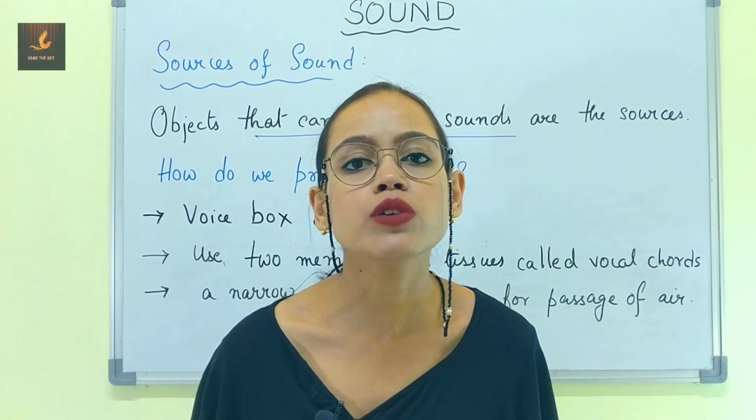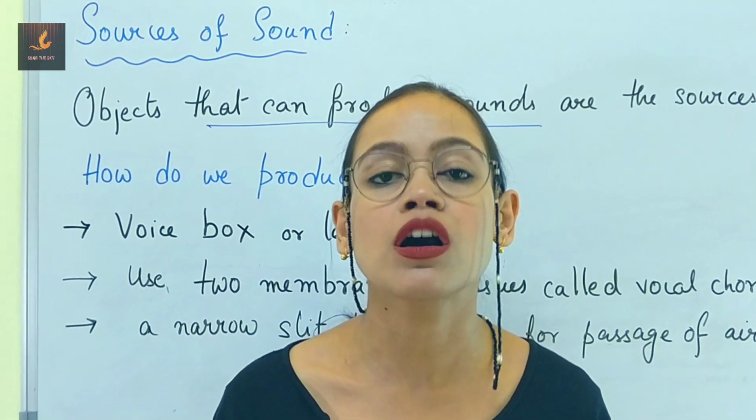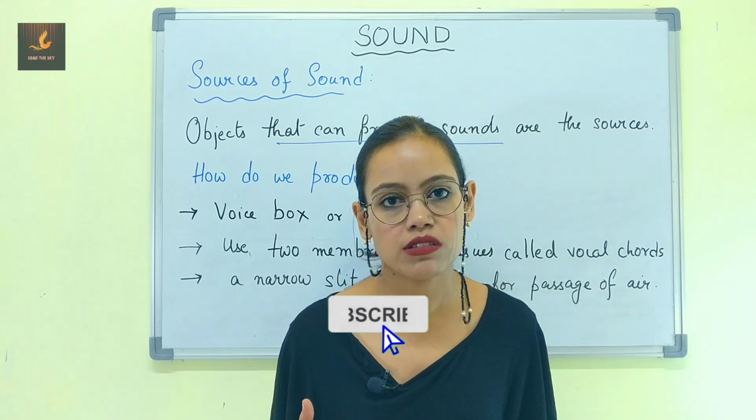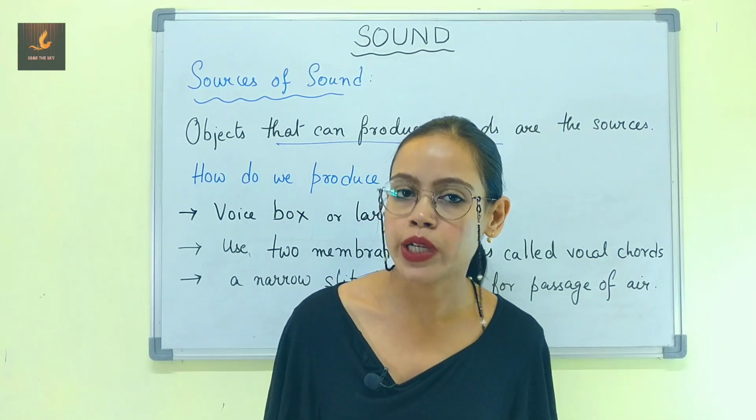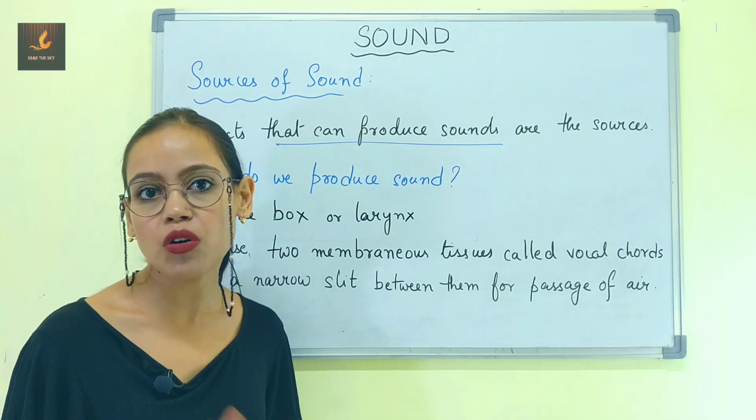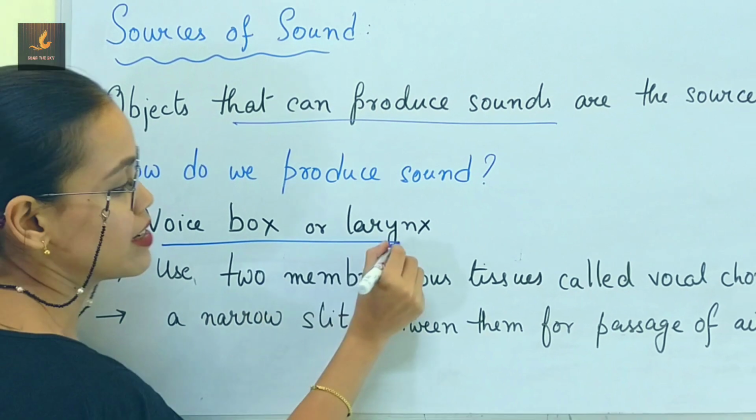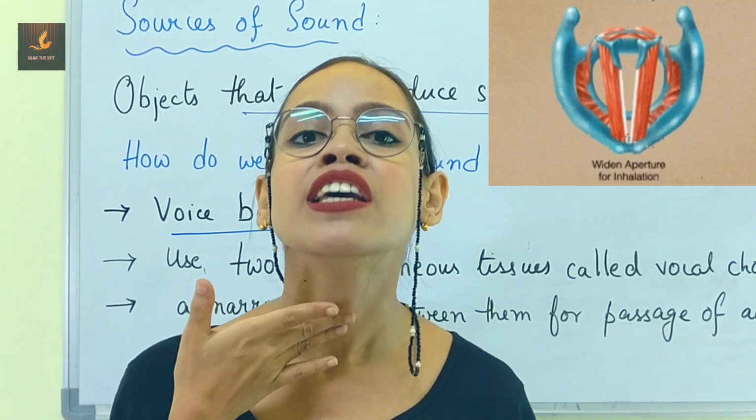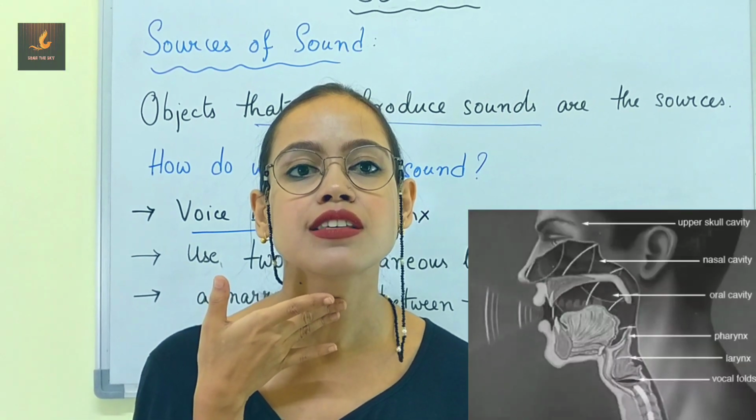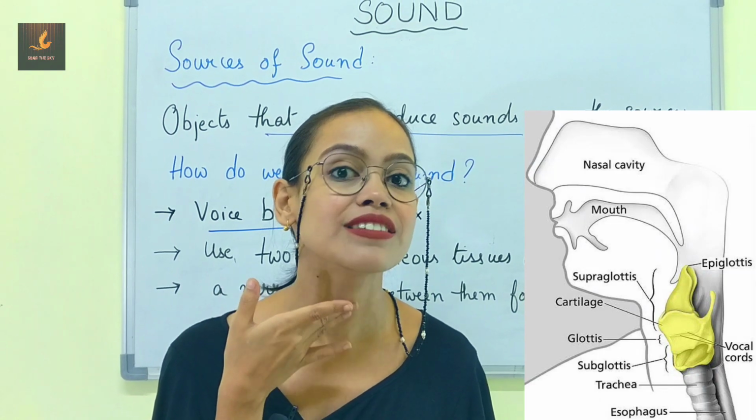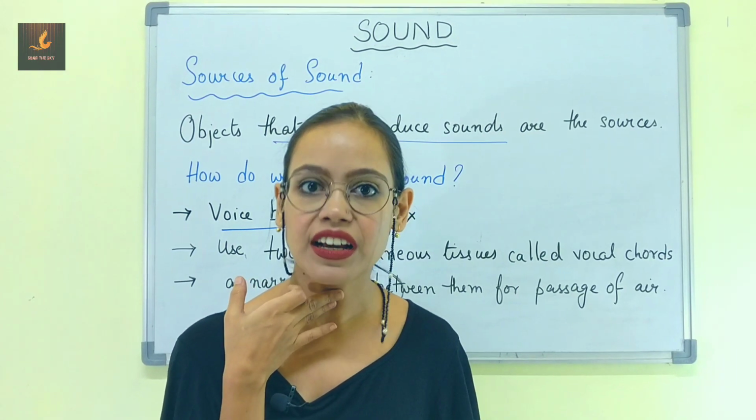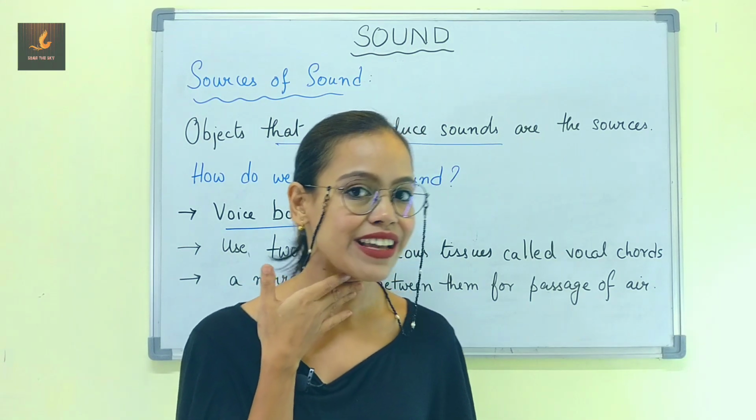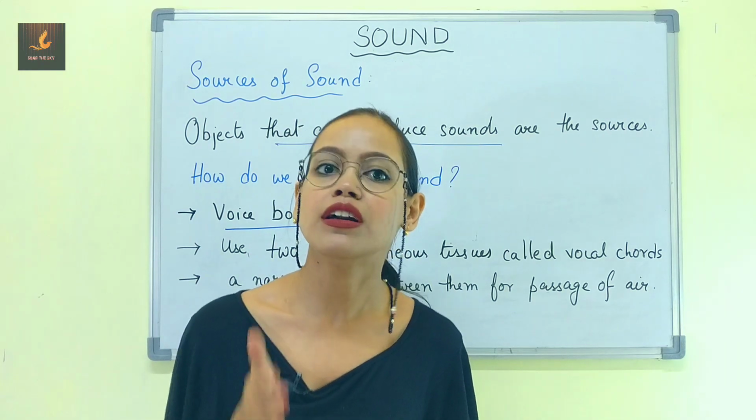So, how do we produce sound from our own body? When we talk, we are communicating with the help of sound, or we also make other noises from our body. How do we do it? We do it with the help of a structure called the voice box or larynx. This structure is present right inside our neck. See, I'm holding my fingers here. When you are talking, if you put your fingers here, you can find that this particular place is moving. So, you can very well understand that the structure responsible for creating the sound is present right inside our neck and is known as the voice box or larynx.